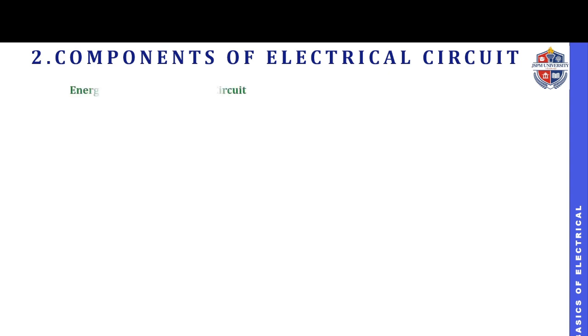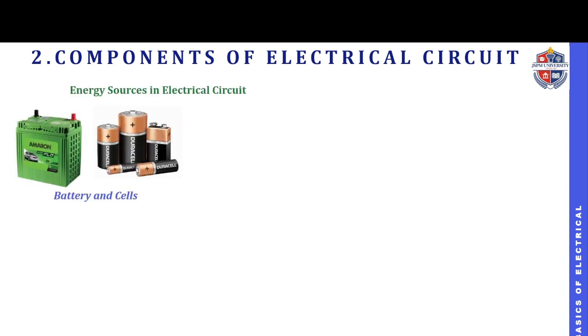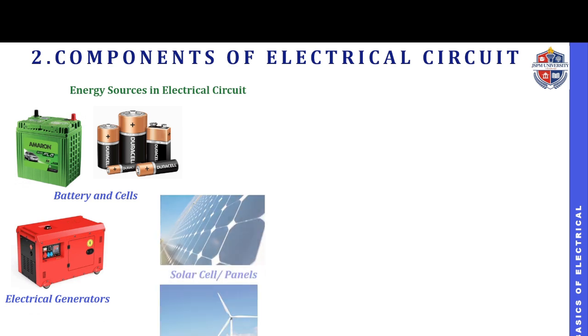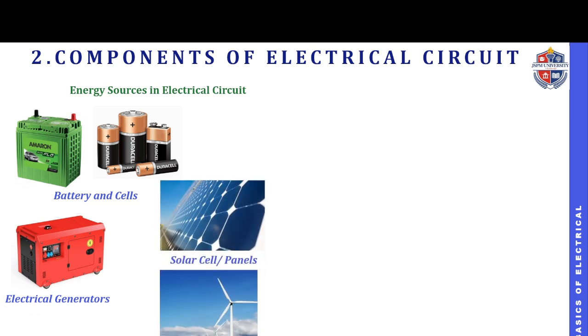Then let us see the main components of the electrical circuits. As I told already, first are the energy sources. It may be a battery, cells or electrical generators. It may be an AC generator or DC generator. Another one is a solar energy conversion system or wind energy conversion system, the electrical output from the various energy sources. The energy conversion system we also call an energy source.